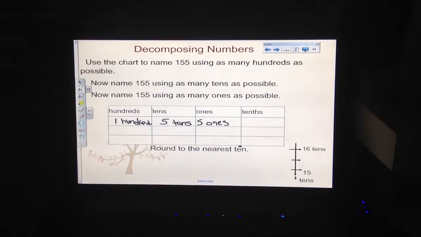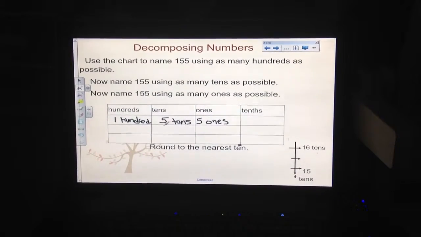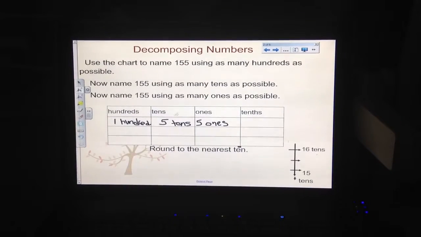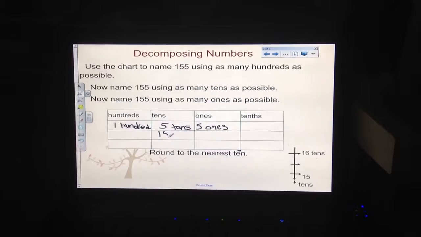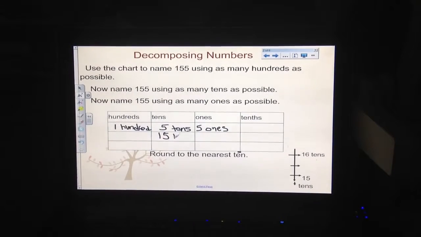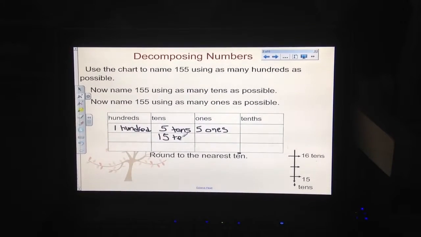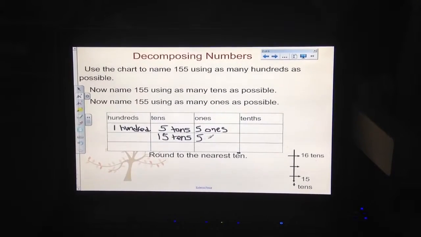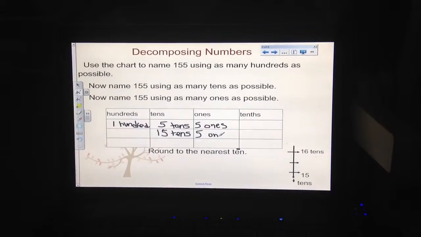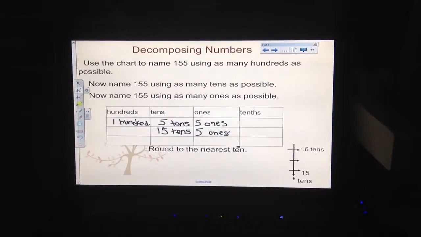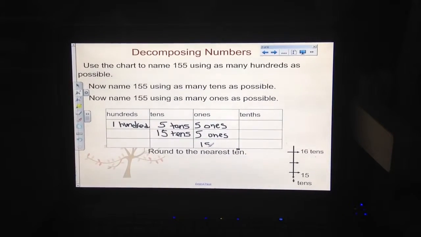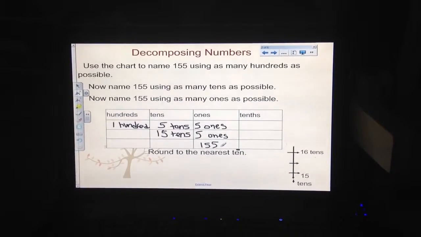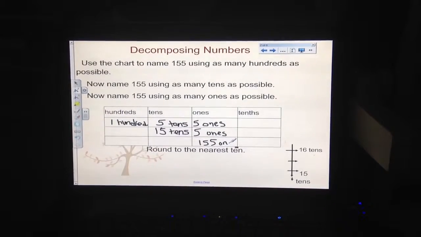Then they're going to ask you to name it using as many tens as possible. Because I have 100, there's actually 15 tens. If I want to say as many tens as possible, I can say 15 tens and 5 ones. And then they want you to name it using as many ones as possible. So I could also say 155 ones.